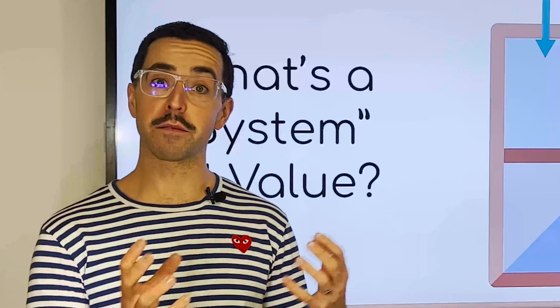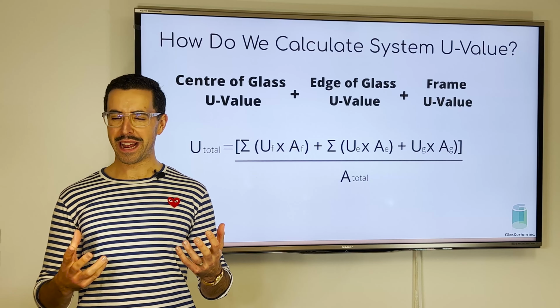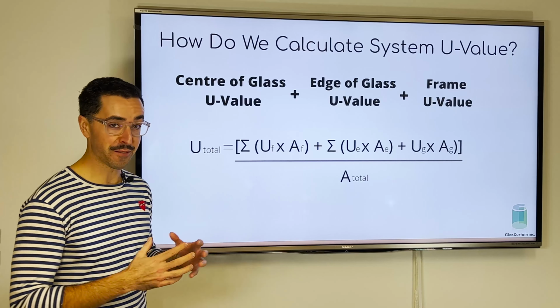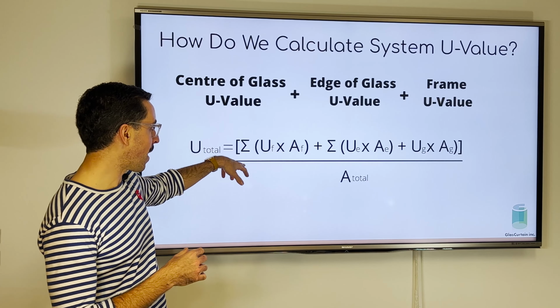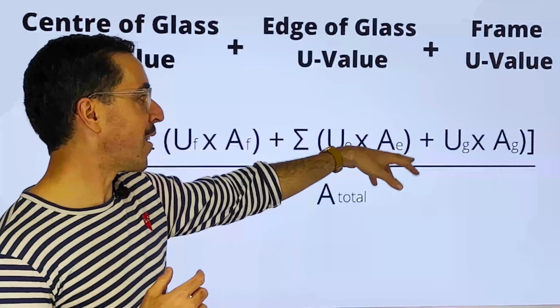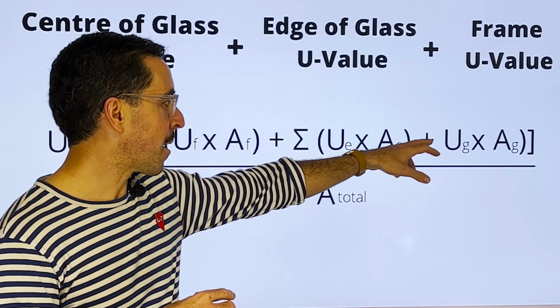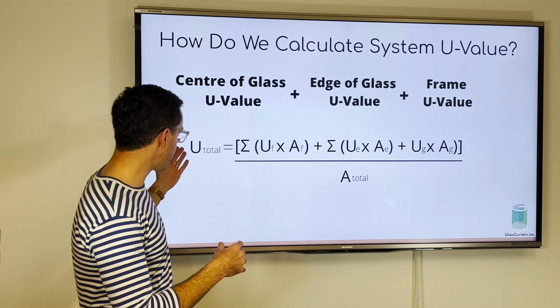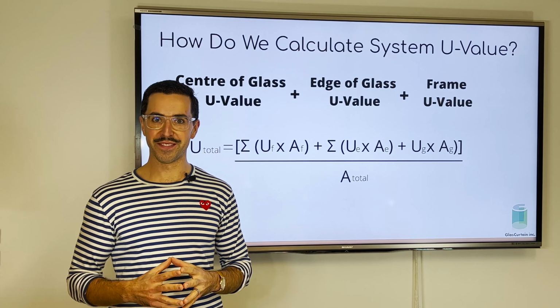But once we have that value, we can plug that right into our models. So how do we actually do the calculation? Not that you'll ever need to, thankfully, but this is basically the formula. And you can see here that we have the sum of the U-value of the frame times the area of the frame plus the sum of the U-value of the edge of the glass. It's amazing actually how conductive the edge of the glass can be. Times the area of the edge of the glass plus the U-value of the glass itself, the vision area, times the area of the glass itself divided by the total area. And out pops the U-value of the total system.